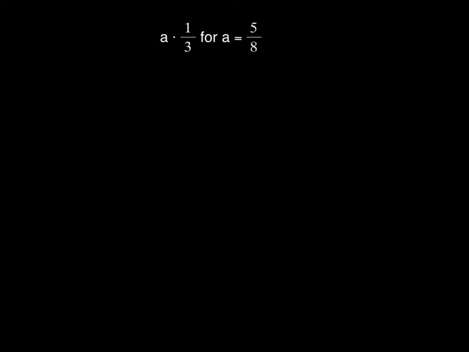Alright, so this one we want to evaluate the expression a times 1/3 for when a equals 5/8. So again, we're practicing just plugging in the number for our variable. It's very important we know how to do that. If we see something like this, we know, oh, I have to plug in that number. That's all it means. So instead of a, I'm going to write 5/8 times 1/3.